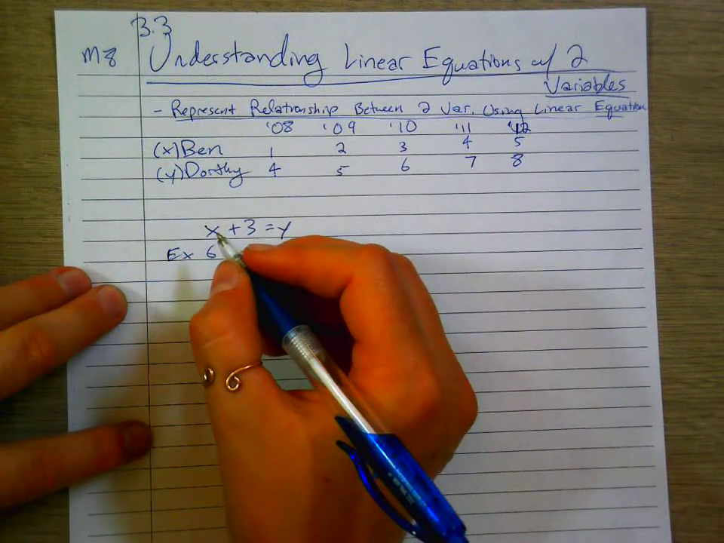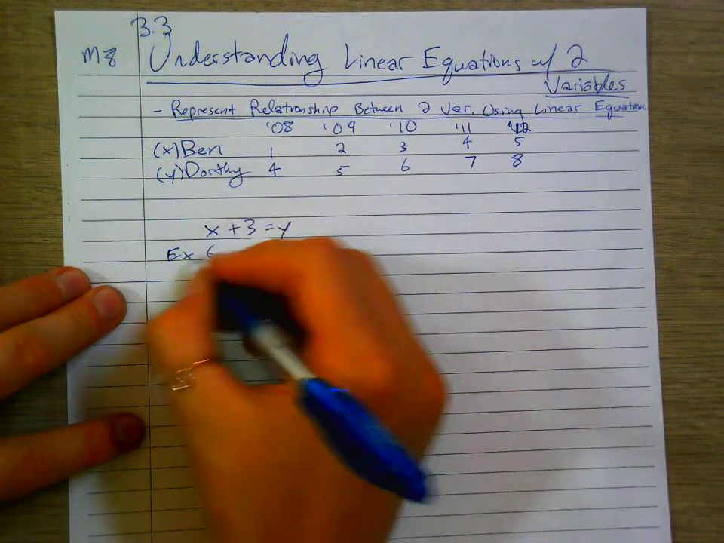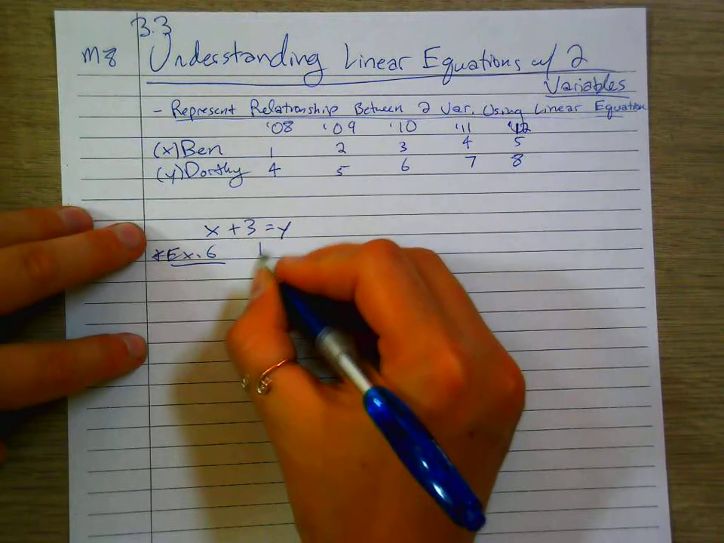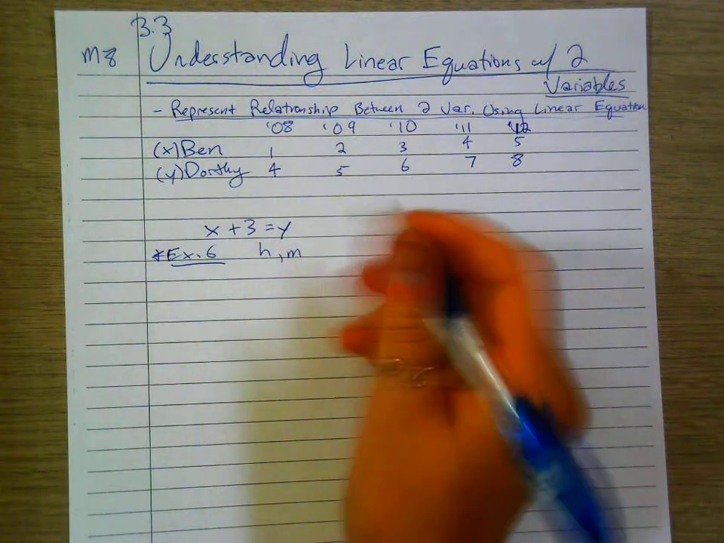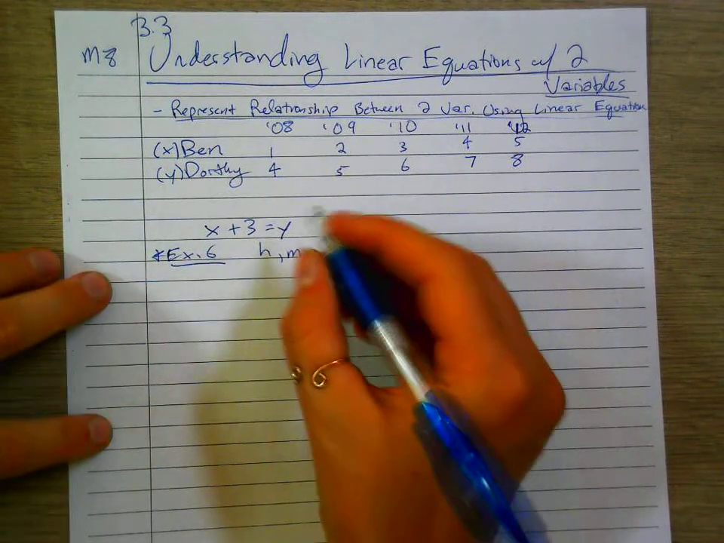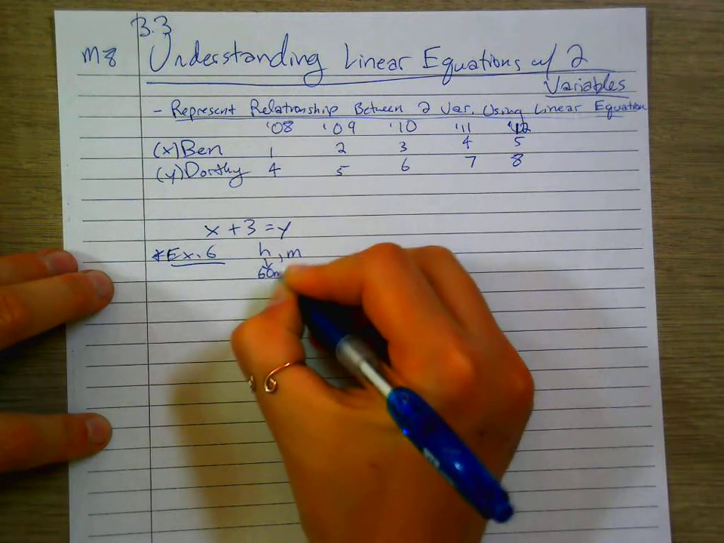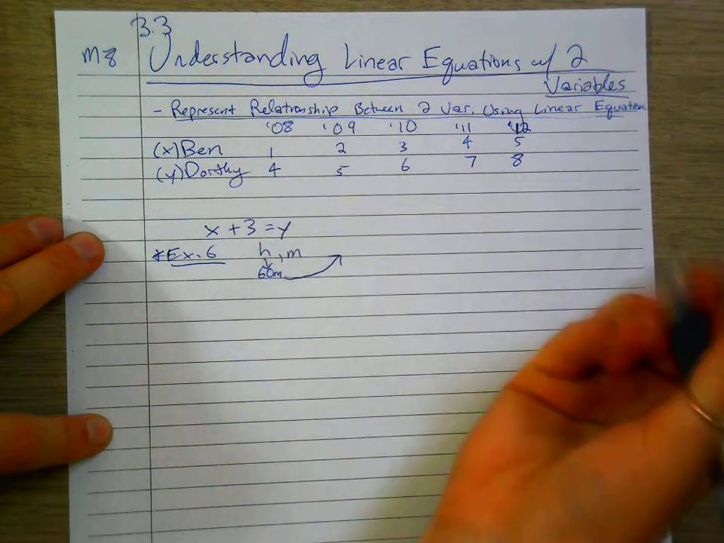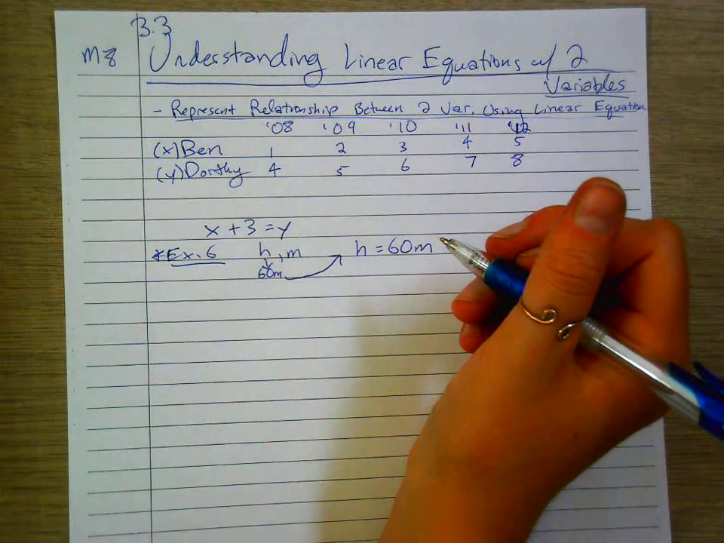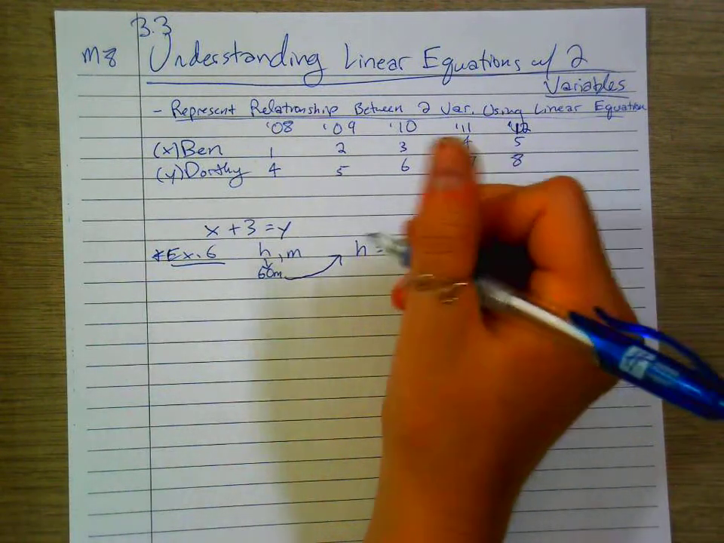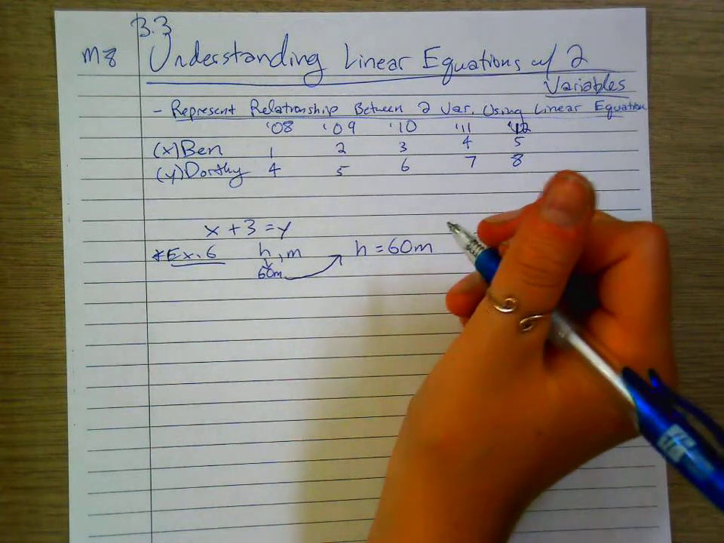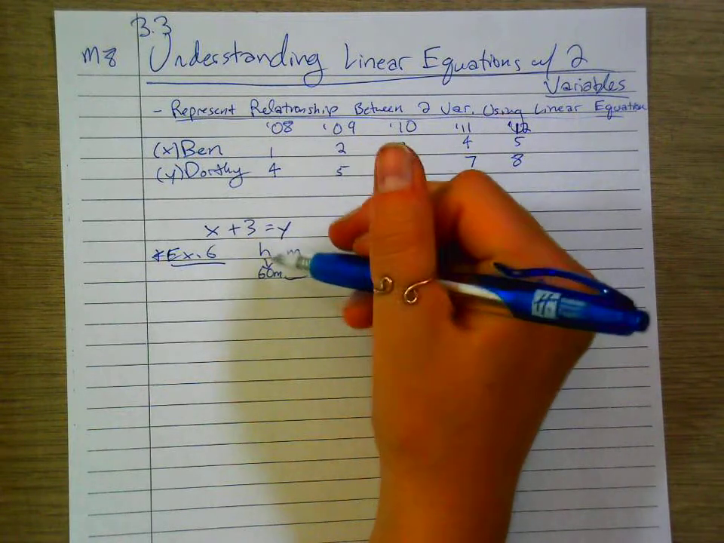It says, write a linear equation for the relationship between hours and minutes. So we have two variables already, hours and minutes. Now we want to express the relationship. So we know that an hour has 60 minutes. So we could put this into an equation that just says H equals 60M. And that would be an hour equals 60 minutes. Well, an hour is equal to 60 minutes.